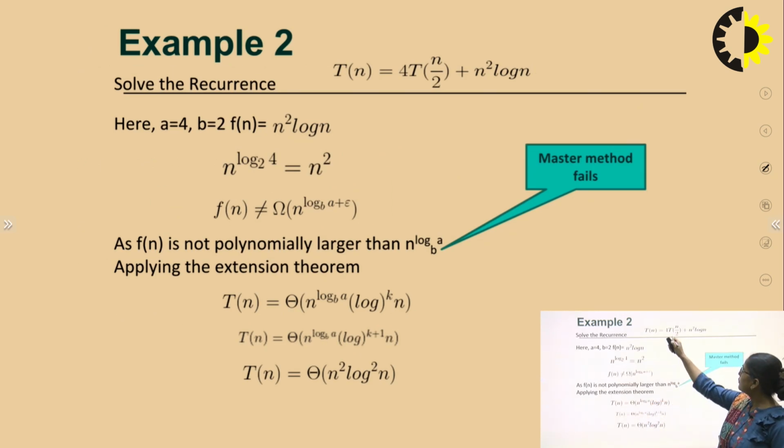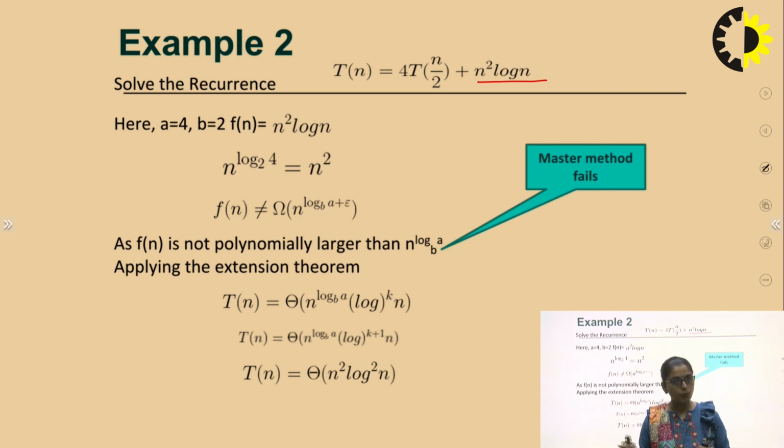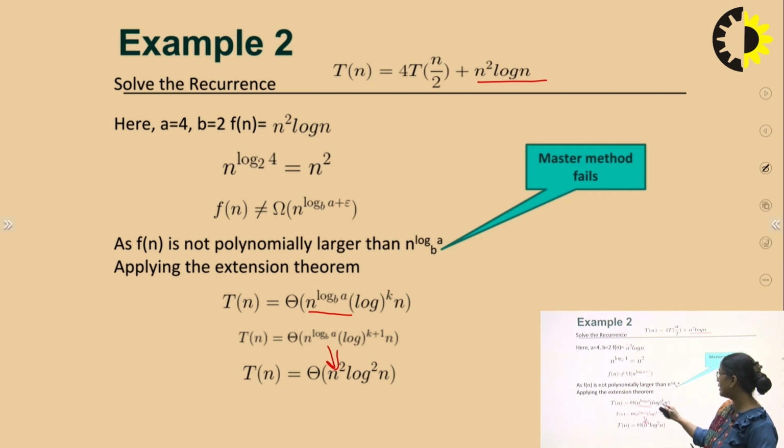We are watching another example. Here the value of a is 4, the value of b is 2, and f(n) is n square log n. Here the value of k is 1, which is again greater than -1. Just like the previous question, we put n square, and add 1 to the power of the log, so 1 plus 1, log square n.